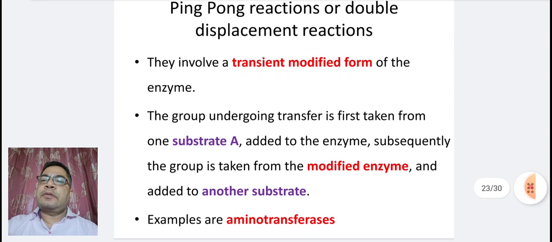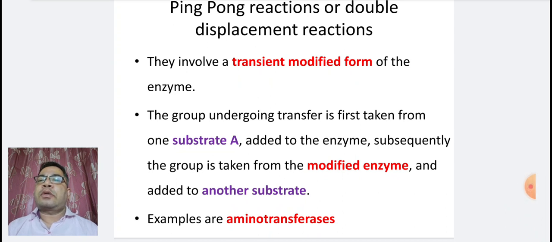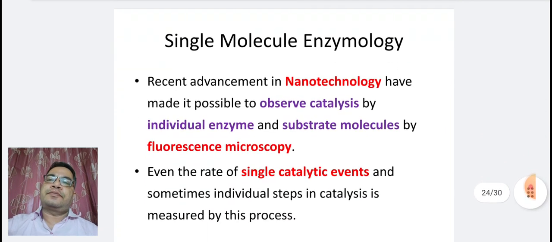Coming to the next, ping pong reactions or double displacement reactions. They involve a transient modified form of the enzyme. The group undergoing transfer is first taken from one substrate and added to the enzyme. Subsequently, the group is taken from the modified enzyme and added to another substrate. Examples are aminotransferases.